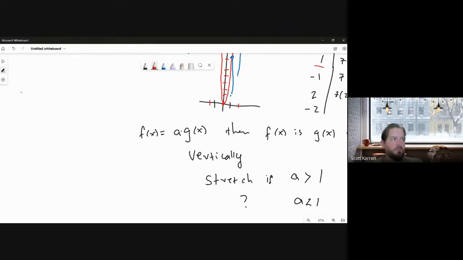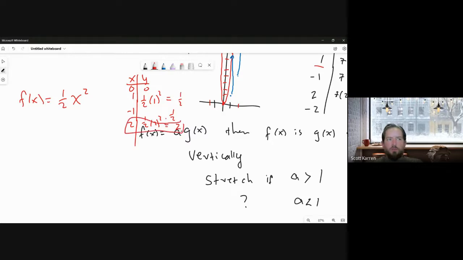Let's graph f of x equals, let's say, 1/2 x squared, right? And I think it's not a difficult leap to see that everything is going to end up being half as big, right? If x is 0, 0 squared is still 0, so half of that's still 0. But if x is 1, then this is 1/2 of 1 squared. 1 squared is 1, so this is 1/2. At -1, you're going to get the same value of 1/2. At 2, I get 1/2 of 2 squared. 2 squared is 4, but half of that is 2. So I have a point at 2, 2.